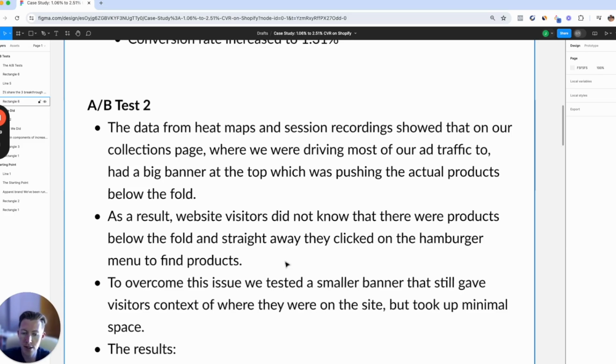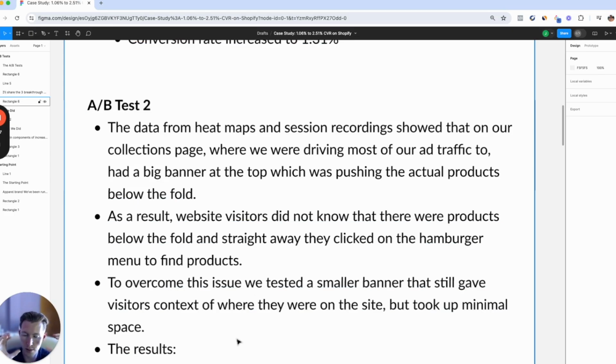And straight away, they clicked on the hamburger menu to find products. So now they were landing on this page, and then they had to click the menu to try and navigate to the products that they wanted to see. And so to overcome this issue, we tested a smaller banner on the collections page, which still gave visitors context of where they were on the site, but took up minimal space.